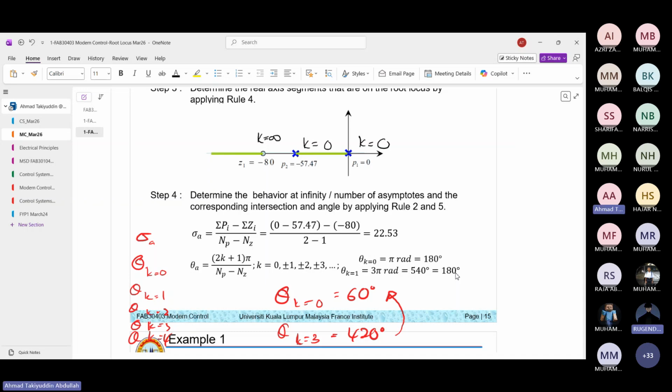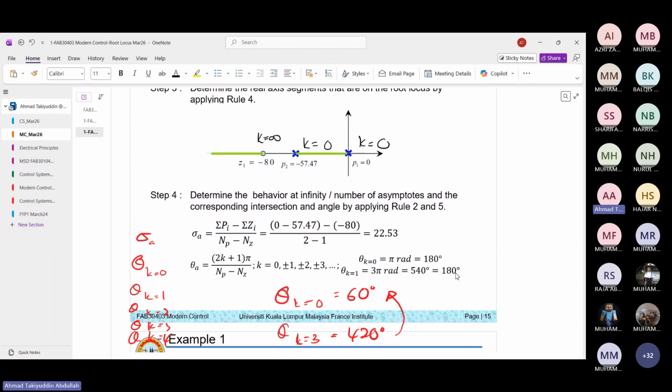What will be in use for our plot will be the one that is not repeated. So we are just going to have k equals 0 in our plot. Got it? Would you like me to explain in Bahasa on that?